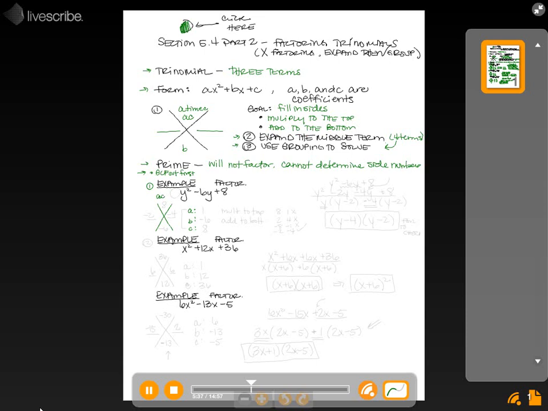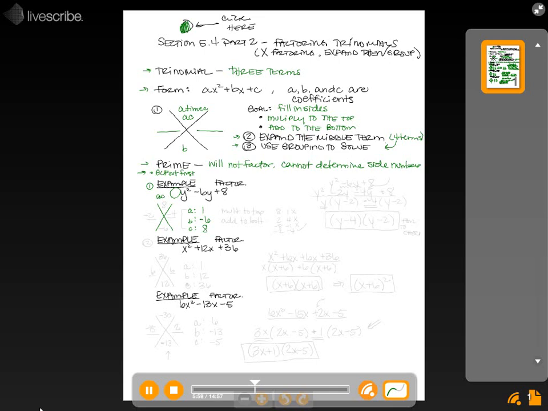A on this problem is the coefficient out in front of the y squared. There's nothing there, but we do have a y squared, so that means a is 1. If we didn't have a y squared at all, then it would be 0. But since we have the term, it's not written, but there's a 1 out in front. B, take the sign with it, is negative 6, and c is 8.